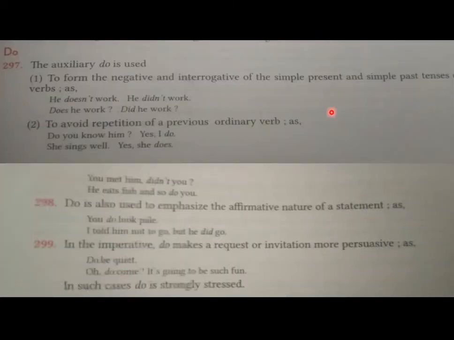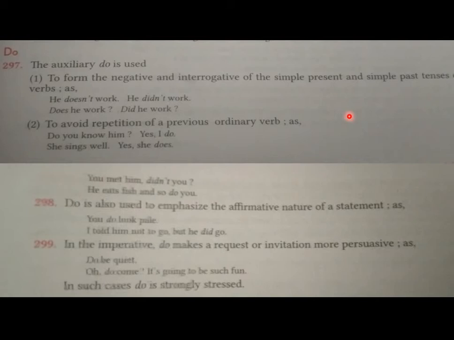Next, we're going to talk about do. The auxiliary do is used to form the negative and interrogative of the simple present and simple past tense verbs. The examples are: he doesn't work. Does he work? Did he work? He didn't work. It's something like that.